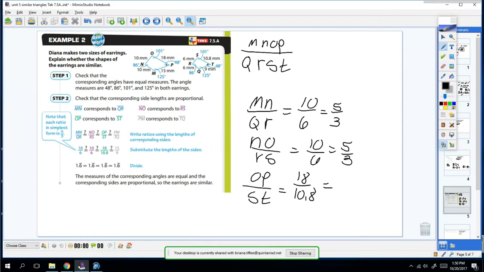So let's do, finally, PM. PM goes with TQ. PM is 15. TQ is 9, which does simplify down to 5/3 as well. So all we've got to do is determine if this is 5/3. Another way we can do it is divide.